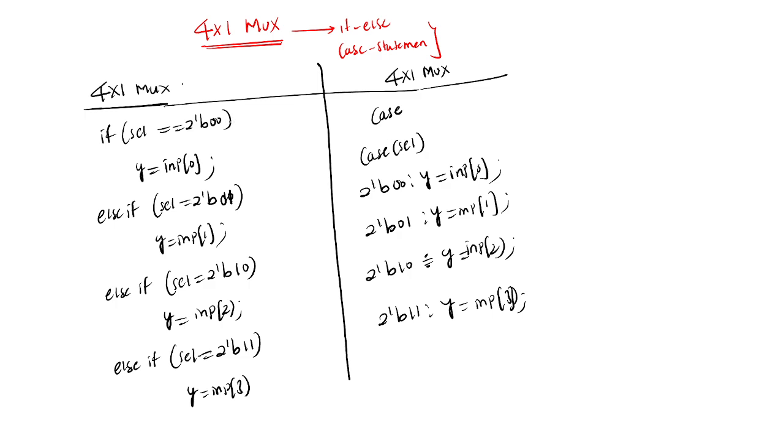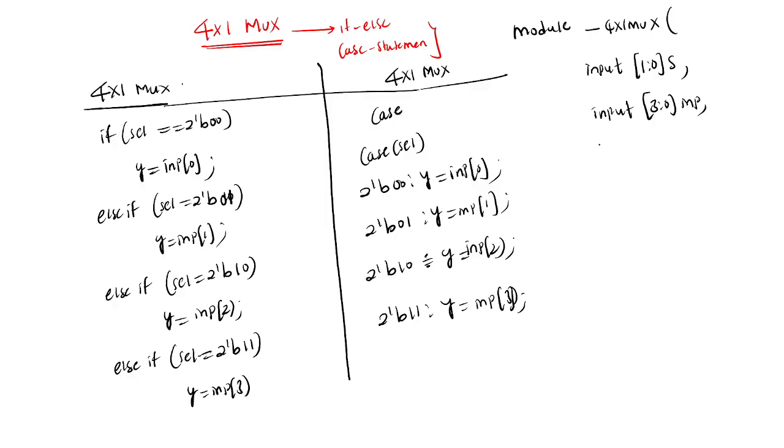Can you write this? First, the declaration is there. First, what do you need to declare? So module, underscore 4x1 mux. Okay, and you need to declare the inputs and outputs. Input: so here how many inputs are there? Input selection. How many selection lines? 2 selection lines, so 1 down to 0. Yes. Input, and how many inputs are there? 4 inputs. I am using a vector concept: 3 down to 0 inp.